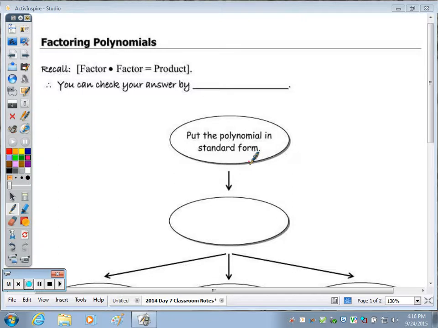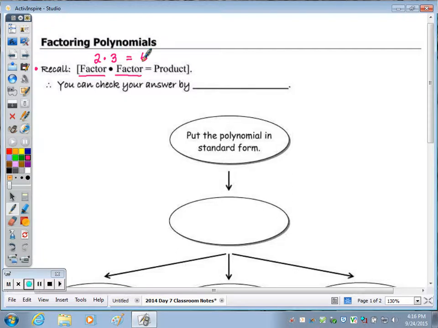Today's lesson is on factoring polynomials. And I want you just to recall the definition of what a factor is. That's simply that when you multiply two or more numbers, we call those factors, and that gives you a product, such as 2 times 3 equals 6.